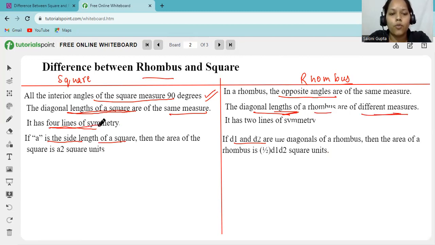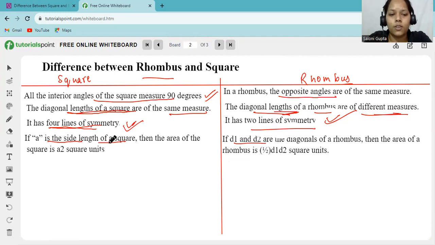Okay, and there are 4 lines of symmetry in case of a square, but in case of rhombus, there are only 2 lines of symmetry. Okay, so this is the situation where most of the students get confused, that the square has 4 lines of symmetry and the rhombus has only 2 lines of symmetry. So do not let it be like, if the square is having 4 lines of symmetry, the rhombus will also have. No, in case of a square there are 4 lines of symmetry, but in case of the rhombus there are only 2 lines of symmetry.